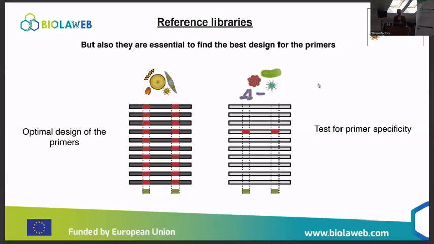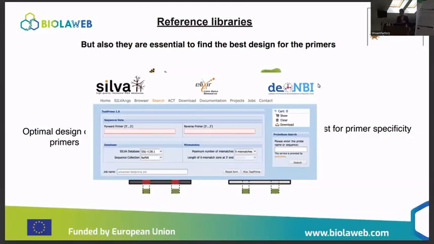And it's also interesting to test the specificity of your primers, that is, if they are not going to target unwanted taxa. You have different tools that can be used, and for instance, the SILVA database has a web interface where you can test your primers. So you have your sequence, and then it gives you, okay, your primers allow you to get 40% of this group of organisms, etc.